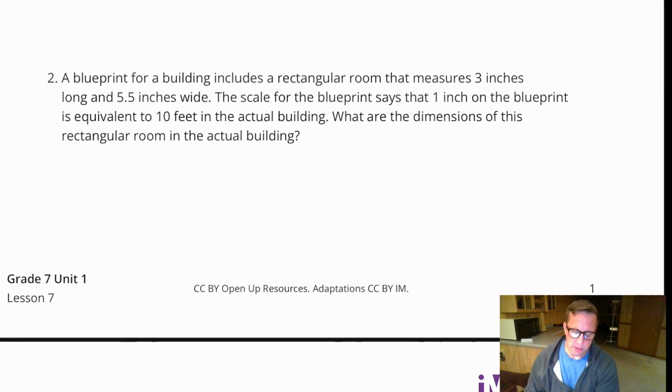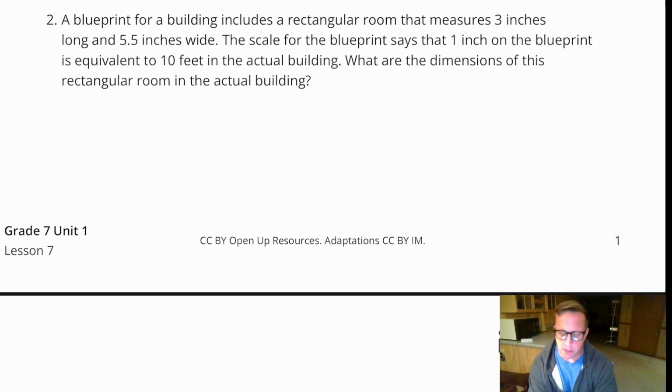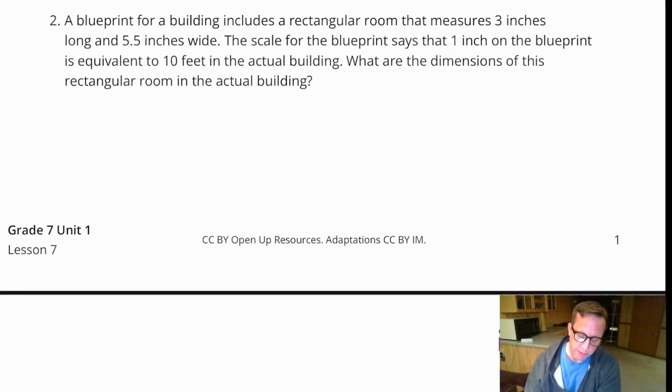For number 2, it says a blueprint for a building includes a rectangular room that measures 3 inches long and 5.5 inches wide. The scale for the blueprint says that 1 inch on the blueprint is equivalent to 10 feet in real life of the actual building. What are the dimensions of the rectangular room in the actual building? That's pretty telling right there. 1 inch in the blueprint equals 10 feet.